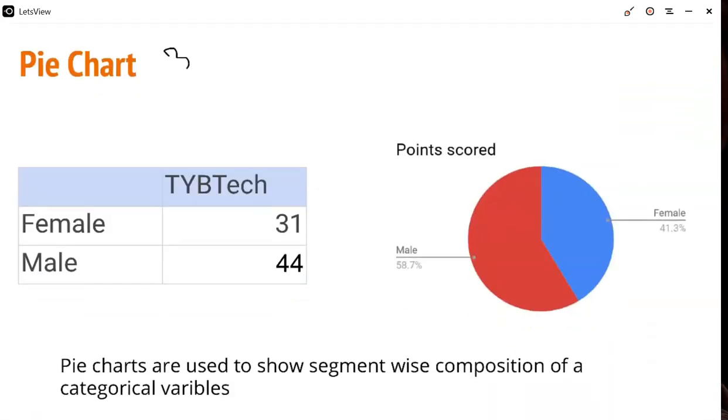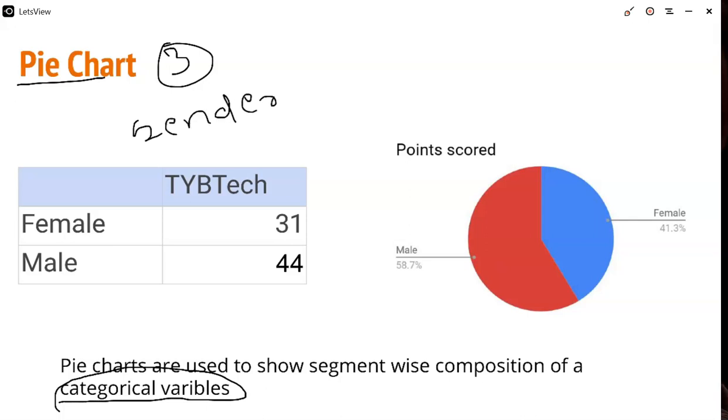The third visualization tool that is used to get the initial insight is called the pie chart. Again, the pie chart is used for the categorical type of variable, and this is used to identify the proportion of the different values that a particular discrete or categorical variable takes. Here, the gender of the student has 2 values. One is female, and the second is male.